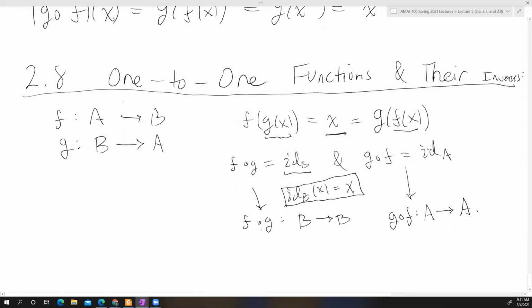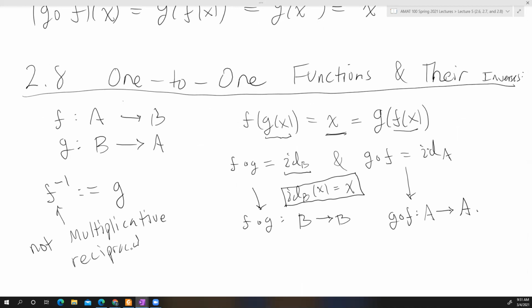So if this is all the case, then you use this notation, f inverse. So g is called the inverse of f, and we use this notation, f to the negative 1. Now this doesn't mean a multiplicative reciprocal. It's just shorthand notation.